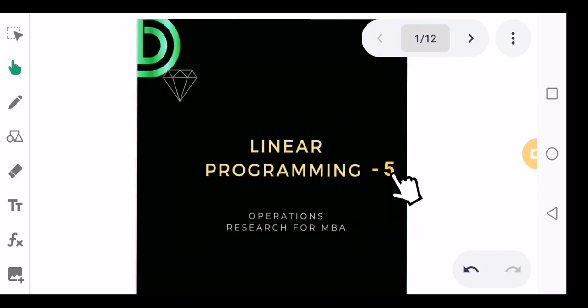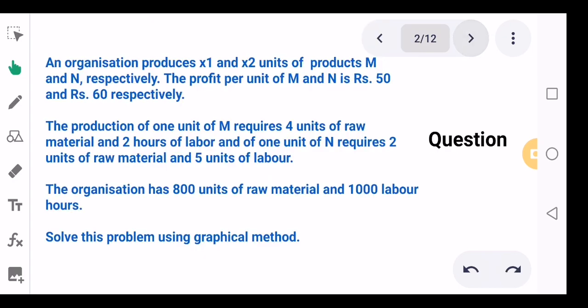Today we are going to do part 5 of linear programming, which is a subject under operations research. Today's question is: an organization produces X1 and X2 units of products M and N respectively. The profit per unit of M and N is rupees 50 and rupees 60 respectively. The production of 1 unit of M requires 4 units of raw material and 2 hours of labor, and 1 unit of N requires 2 units of raw material and 5 hours of labor. The organization has 800 units of raw material and 1000 labor hours.